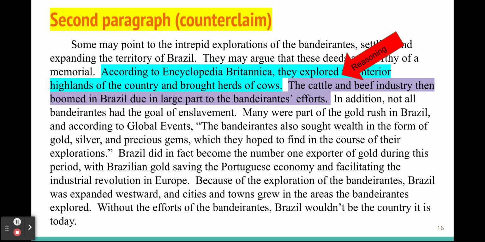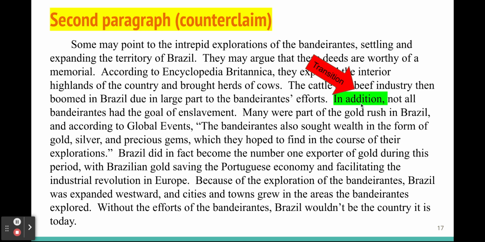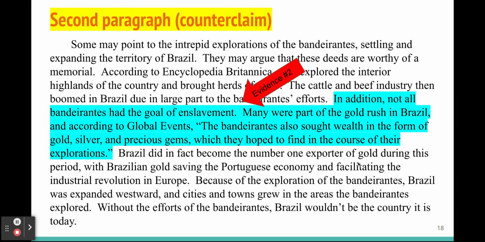Reasoning. So I gave this evidence about exploring the interior of Brazil and bringing cows. Well, the cattle and beef industry then boomed in Brazil, due in large part to the Bandeirantes' efforts. Okay, I'm explaining why it matters that they took cows somewhere. Okay. Next, what do I use? A transition word. What's the transition? What's the change? Well, first I was talking about evidence number 1, and now I'm going to go to evidence number 2. Yes, evidence number 2.